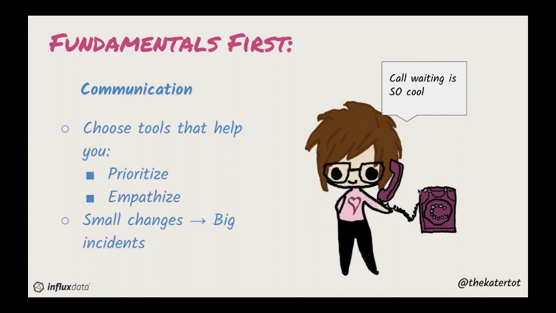Tools that help you empathize are small things, like maybe a chat channel where you can go over support cases, or even a post-mortem for something that went wrong where everyone is invited. Because understanding what went wrong and also how it was fixed is an important part of stopping that from happening again. Because small changes can still lead to big incidents.